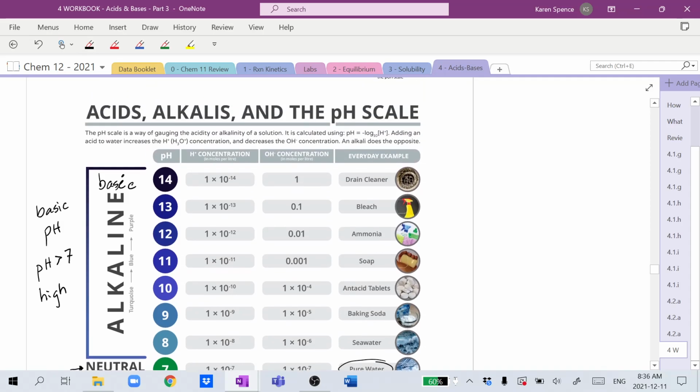This is only true at 25 degrees Celsius. At different temperatures, the pH scale changes. We'll talk about that in a later lesson.